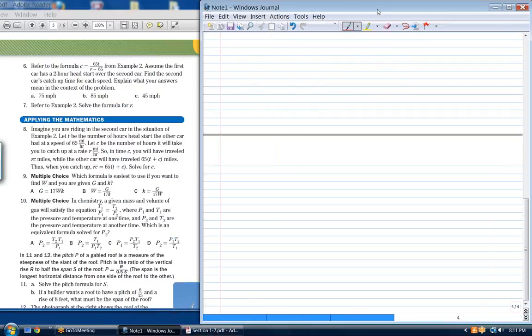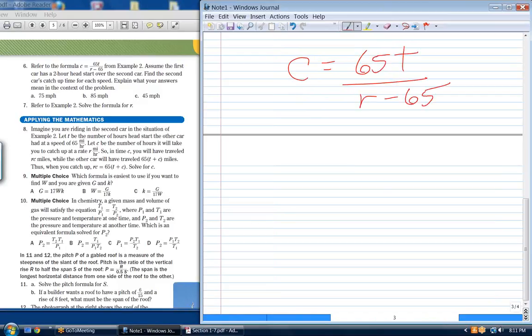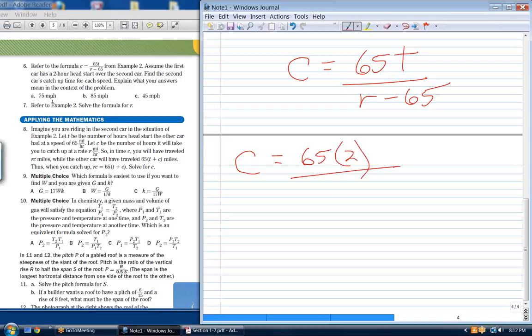So my formula is C equals 65T over R minus 65. They want to know C for various speeds. So in the first case, I know T is 2. It had a 2-hour head start. Yep. And I'm going to plug in 75 for R.